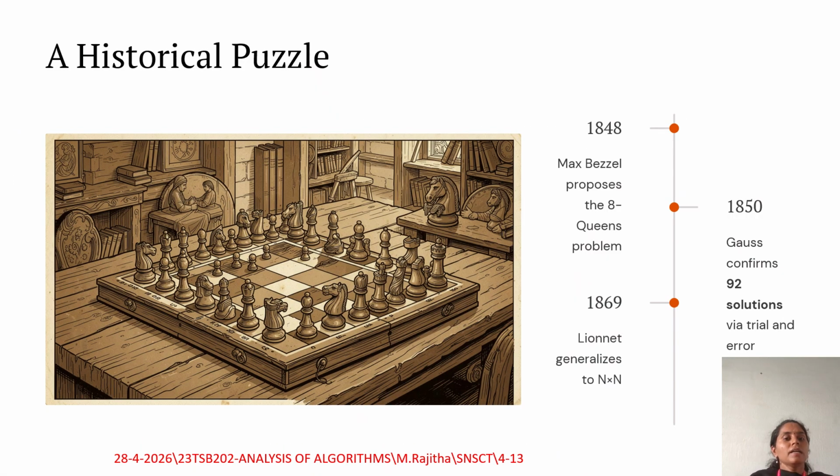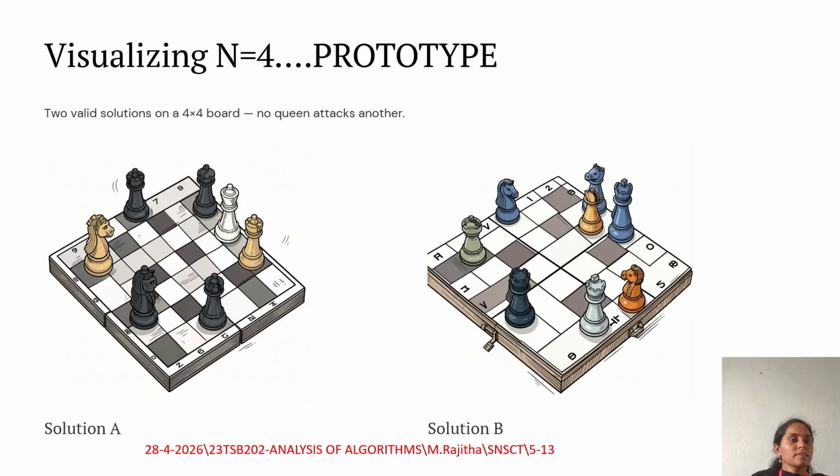A historical puzzle. The N-Queens problem has a rich history. In 1848, the German chess enthusiast named Max Bezzel introduced the 8 queens problem. The challenge was to place 8 queens on an 8 into 8 chessboard without attacking each other. A few years later, the famous mathematician Carl Friedrich Gauss studied the problem and confirmed that there were multiple valid solutions. In 1869, the problem was generalized from 8 queens to n queens on an n into n board. Since then, it has become a classic problem used to teach algorithm design and problem solving techniques.